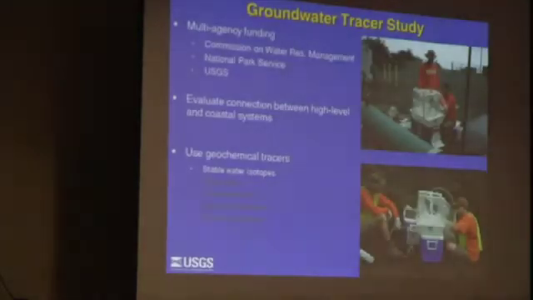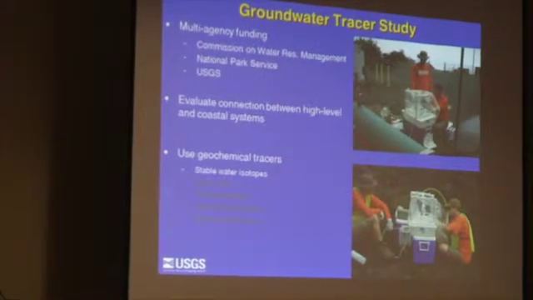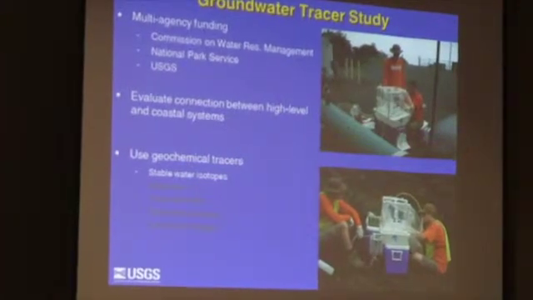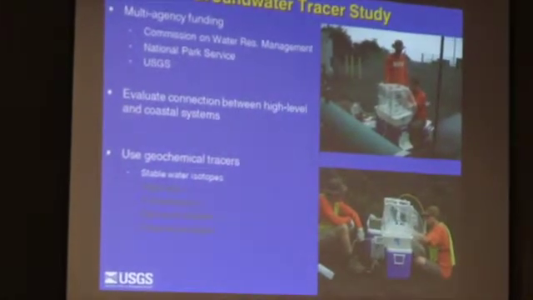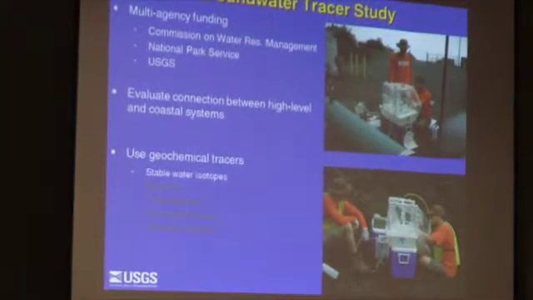Okay, next slide. Okay, so that brings us to our study that we did. The objective of our study was to evaluate the connection between the high level and the coastal freshwater lens system. And we actually used a number of geochemical tracers, but none of them were as enlightening as the stable water isotopes. So that's what I'm going to talk about today.